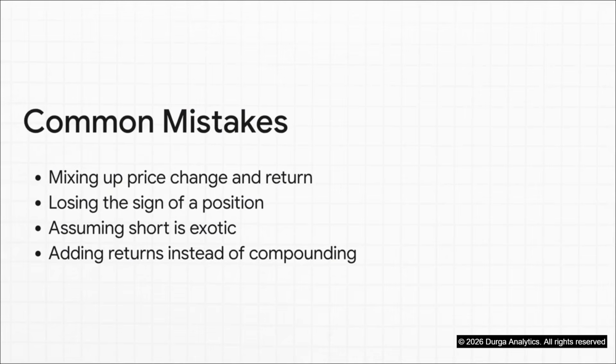Number 1, mixing up a raw price change like plus £2 with a proportional return like plus 4%. Number 2, losing the minus sign of a position. This is disastrous. It'll literally turn a massive short loss into a fake profit on a trader's screen. Number 3, assuming a short position is some exotic red flag rather than a routine daily transaction. And finally, as we just proved, adding returns across multiple days instead of compounding them. Any single one of these bugs will instantly invalidate your entire risk system.